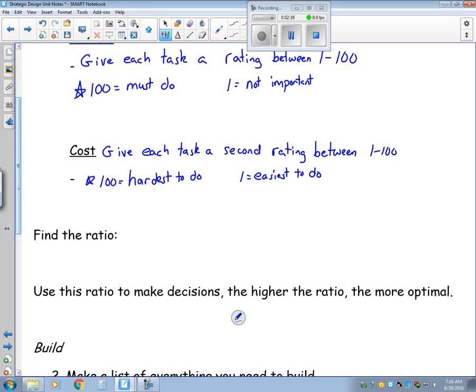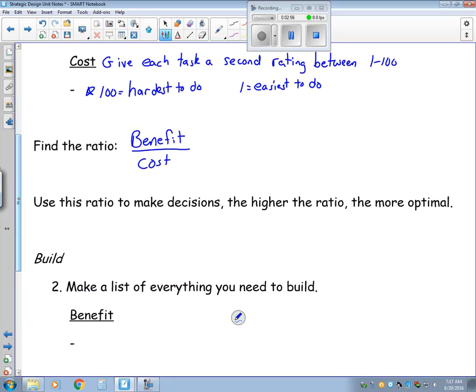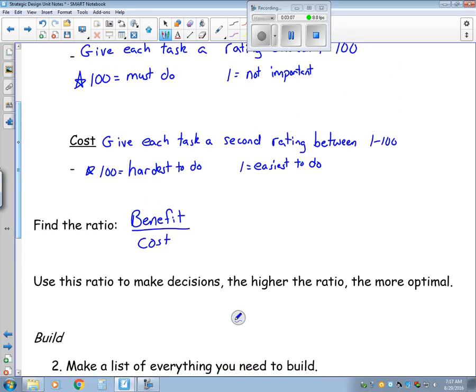Once each task has its 2 numbers, we then find the ratio of benefit to cost. So this gives us a number. And we can use this ratio to make decisions. The higher the ratio, the more optimal. The lower the ratio, the least optimal. So imagine if we have something that has a benefit of 100, so we must do it, and a cost of 1. It's easiest to do. Then that ratio equals 100. I mean, that's a very, very high ratio. That's the highest you can get. That's something you have to do.